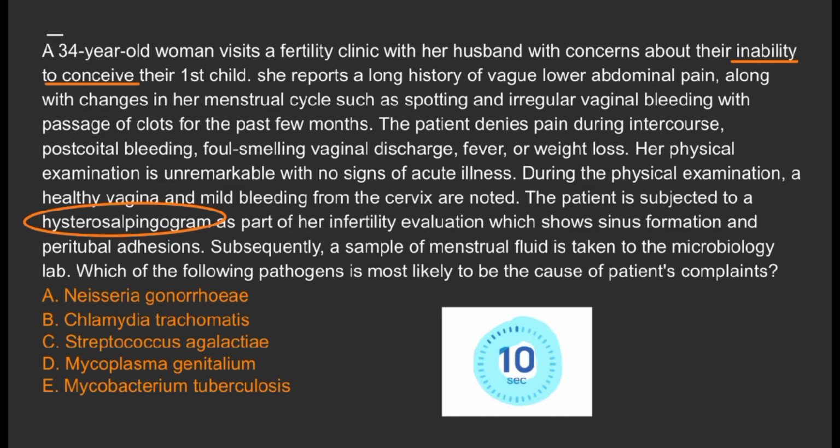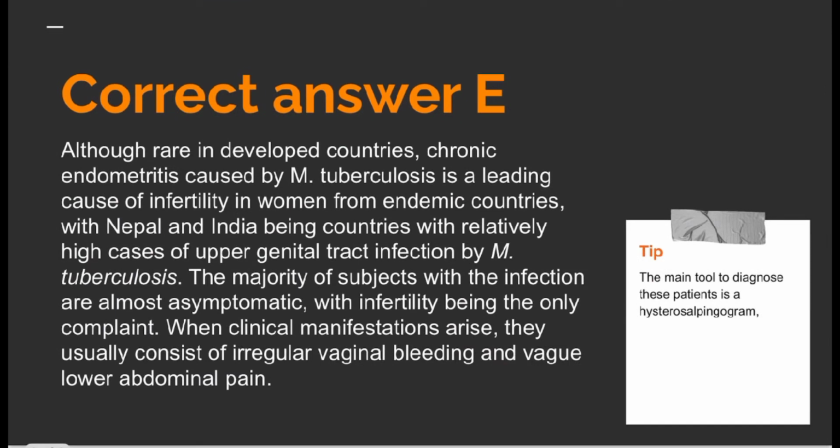Correct answer is Z. Although rare in developed countries, chronic endometritis caused by M. tuberculosis is a leading cause of infertility in women from endemic countries, with Nepal and India being countries with relatively high cases of upper genital tract infection by M. tuberculosis. The majority of subjects with the infection are almost asymptomatic, with infertility being the only complaint. When clinical manifestations arise, they usually consist of irregular vaginal bleeding and vague lower abdominal pain.